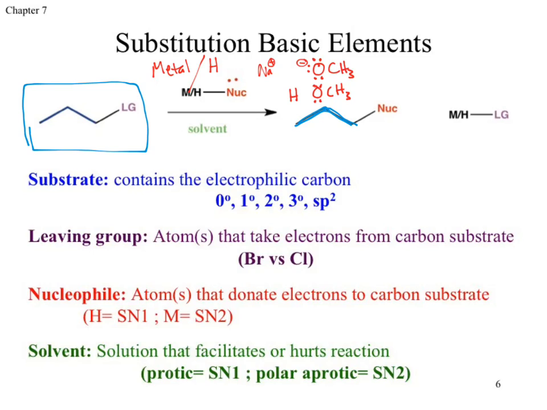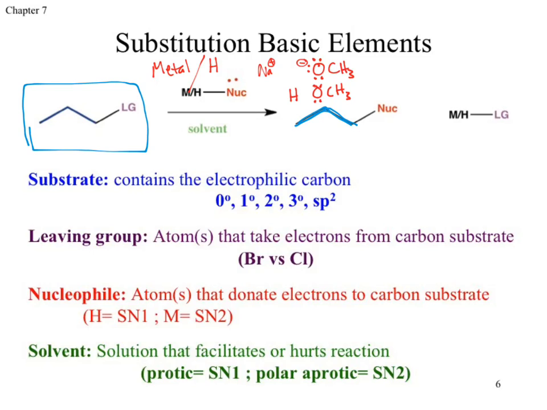The leaving group. So LG stands for leaving group. Why might it be called a leaving group? What's our characteristic of our leaving group, particularly in this chapter? It's our halogen, and what do our halogens do?